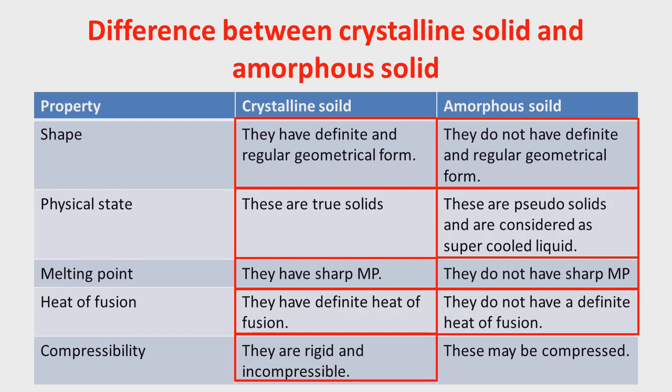Crystalline solids are rigid and incompressible. It means that the force of attraction which is present between the molecules is the same because the arrangement of constituent particles is regular and definite. Whereas amorphous solids may be compressed, it means that they have the property of compressibility. If you take the example of an amorphous solid like rubber, it can be easily compressed, and therefore amorphous solids may be compressed.